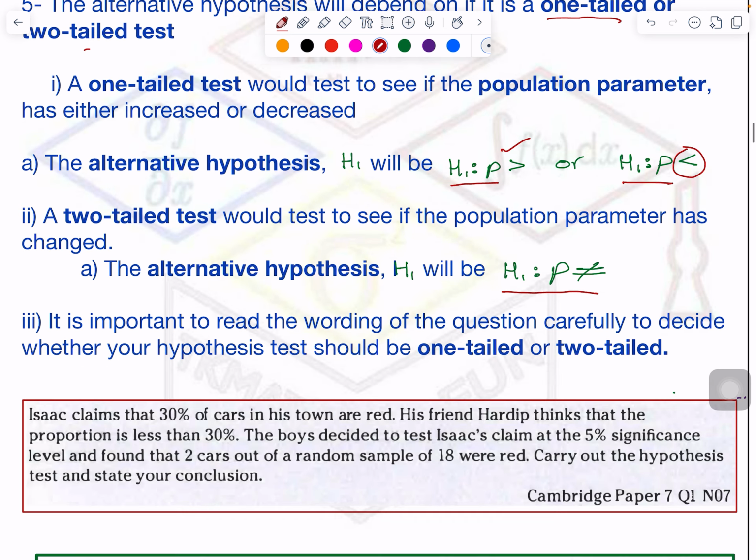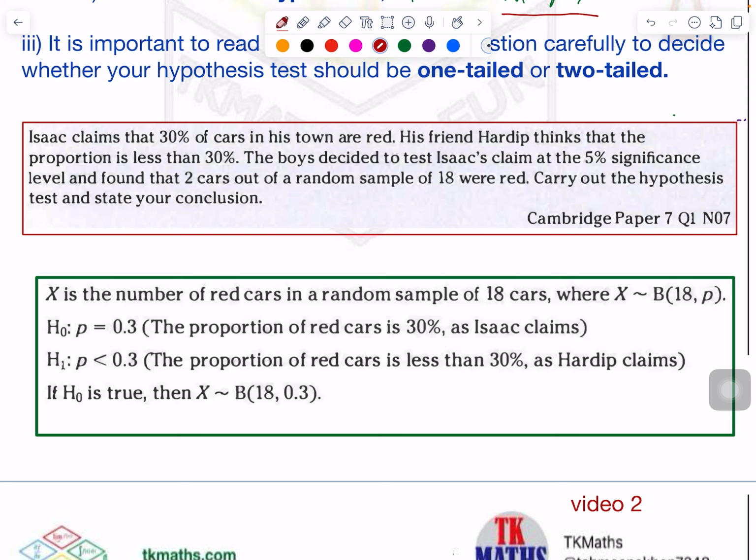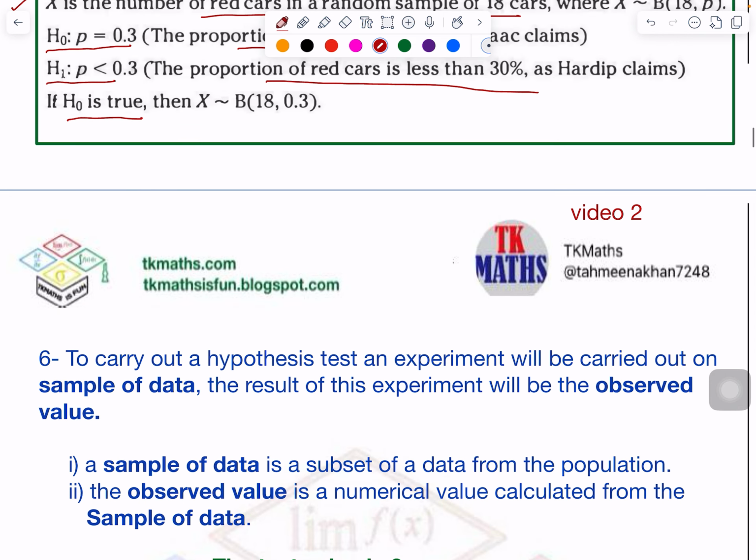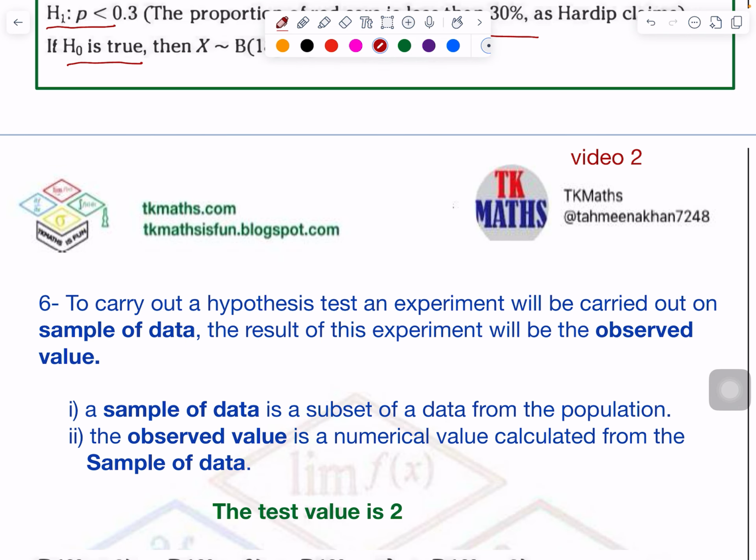Now, how is it written? It is written like this. First of all, what is your variable X? It is the number of red cars in a random sample of 18 cars. H naught: p equals 0.3, the proportion of red cars. Alternative hypothesis: p less than 0.3, the proportion of red cars is less than that. This is the doubt, and against this we are doing the testing. Then it is assumed that the null hypothesis is true. When you carry out the test, you check the probability against the significance level.